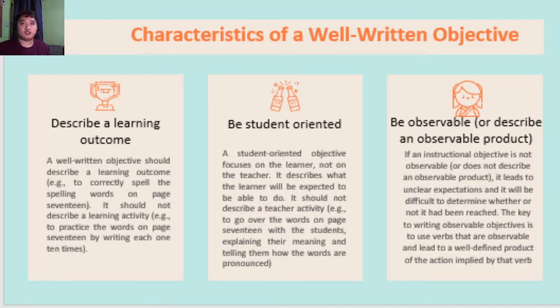Verbs such as to know, to understand, to enjoy, to appreciate, to realize, and to value are vague and not observable. Instead, we should use verbs such as to identify, to list, to select, to compute, to predict, and to analyze. Those verbs are explicit and describe observable actions or actions that lead to observable products.